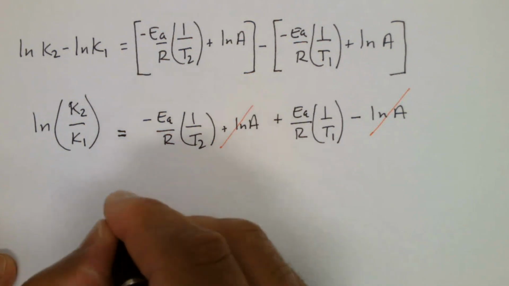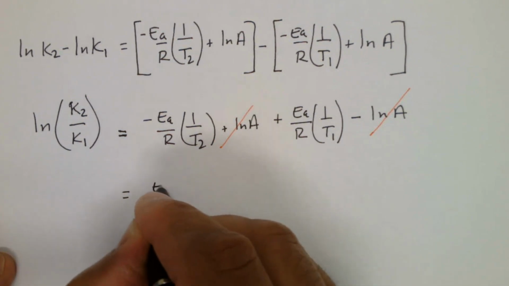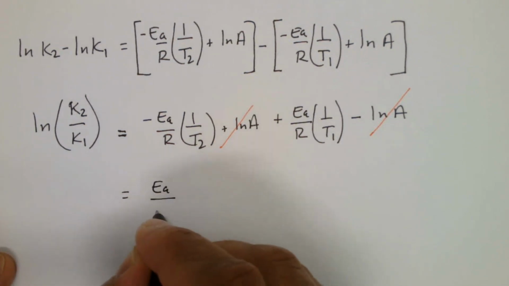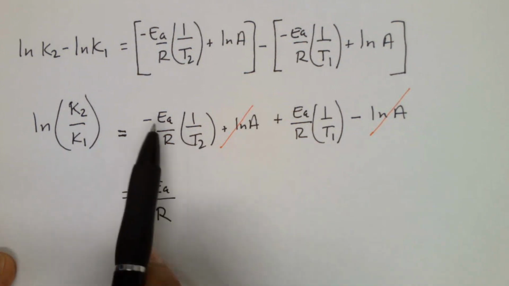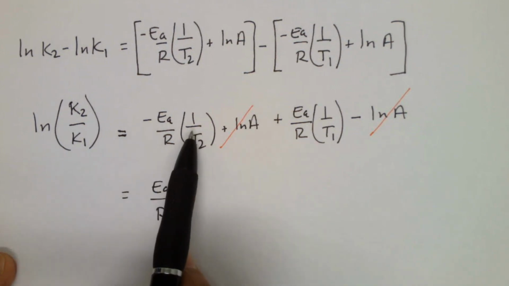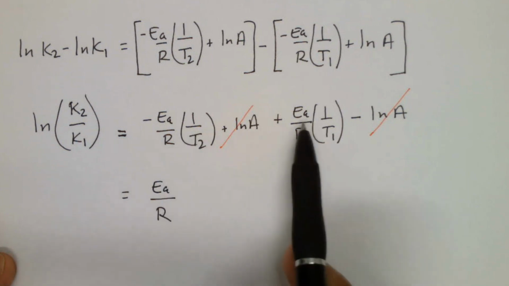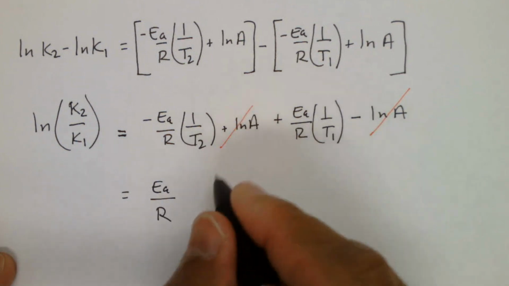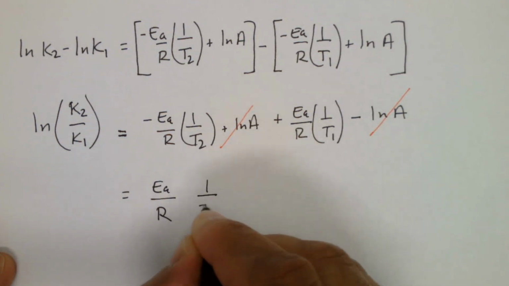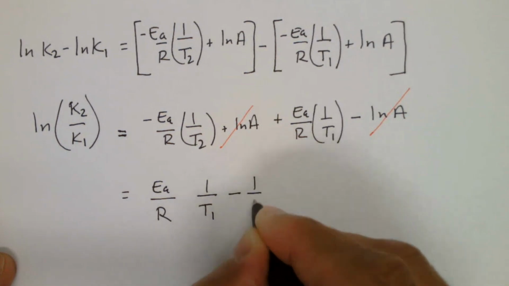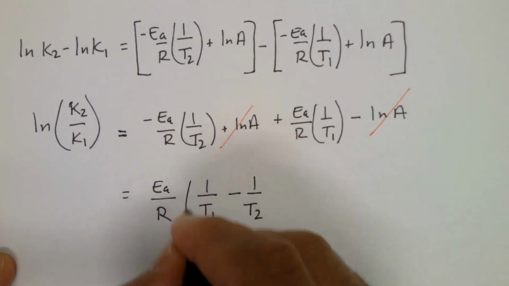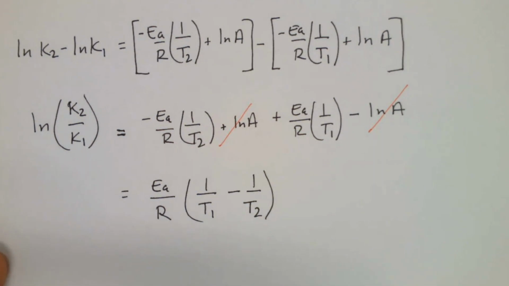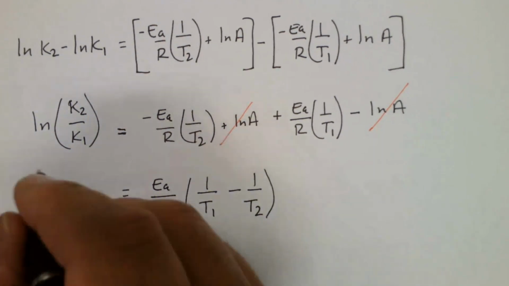Let's factor out EA over R. And you'll notice you'll have that negative term still here. And this is a positive term. So notice this becomes 1 over T1 minus 1 over T2. And we have it.